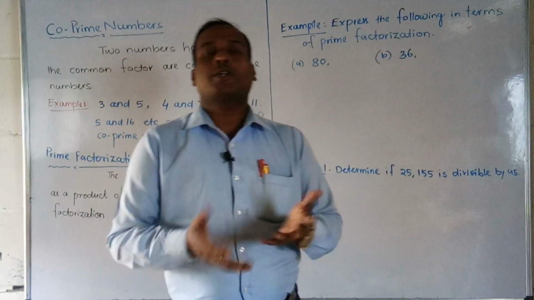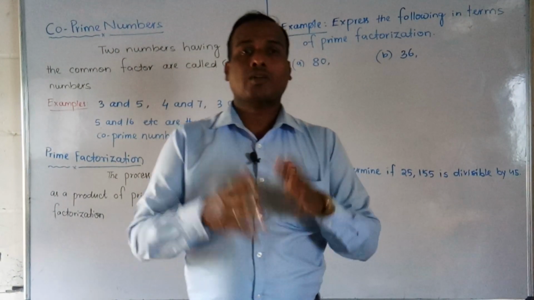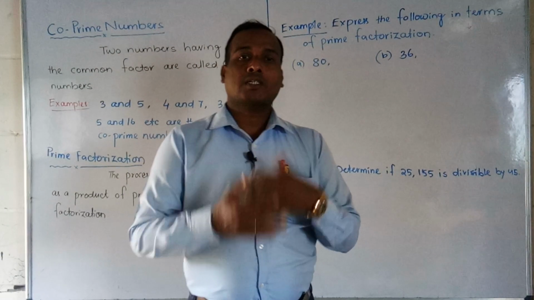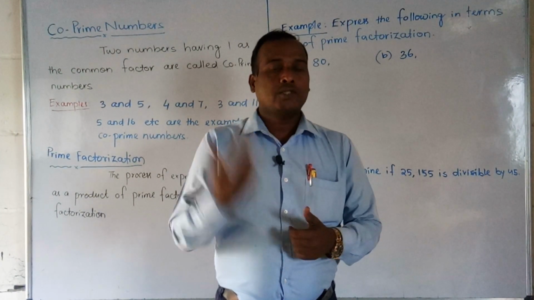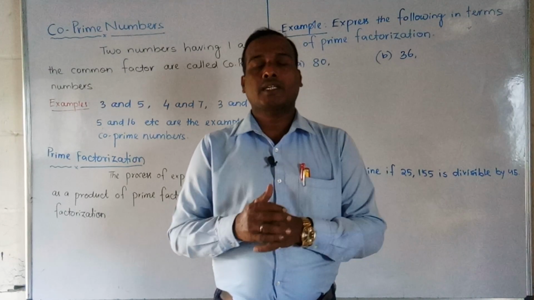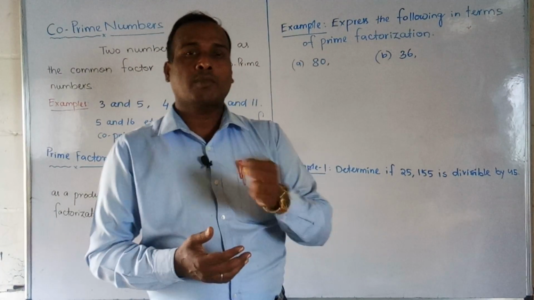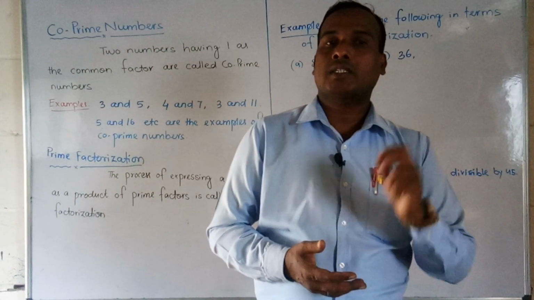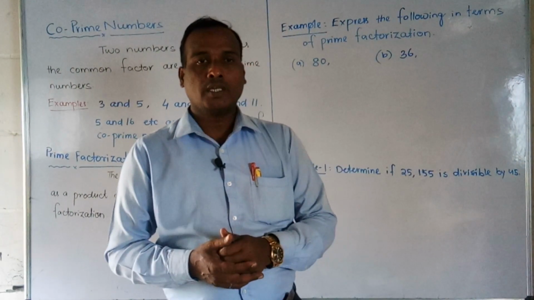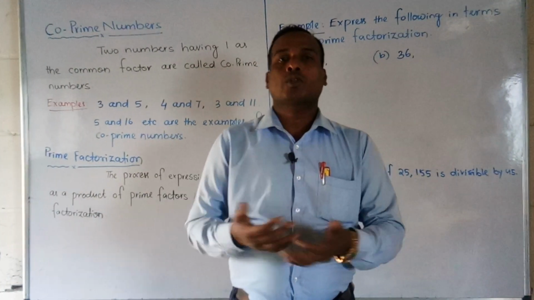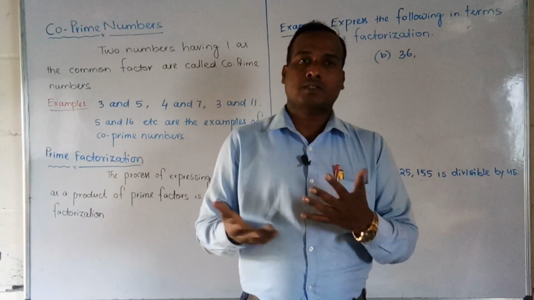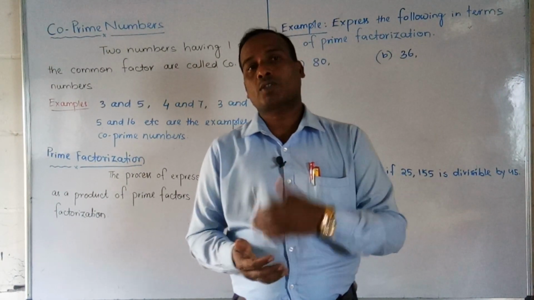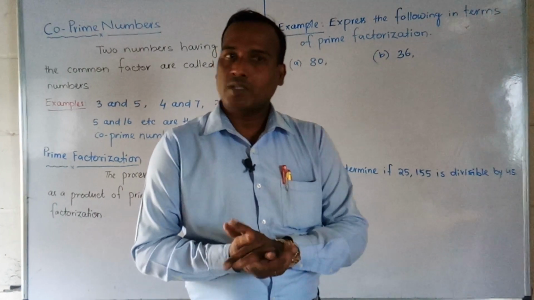In the previous video, we already discussed what common factors and common multiples are. Whenever we check two numbers and find common divisors, we say those are the common factors. Similarly, if two numbers have multiples in common, we find the common multiples. We already discussed this in the previous videos.